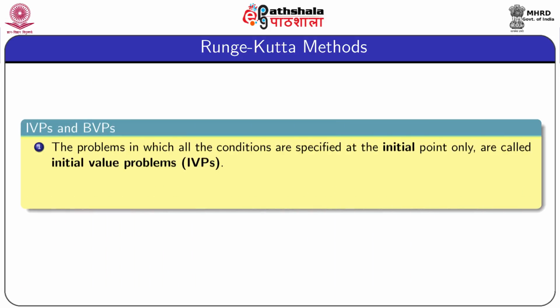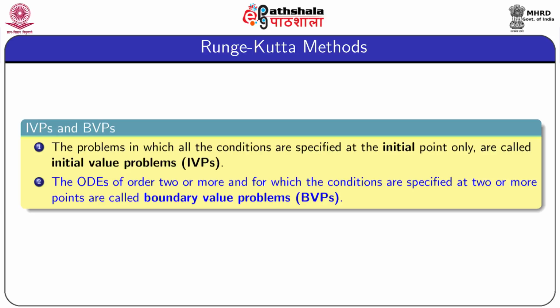Now, we consider one particular type of ordinary differential equation called the initial value problem. It is defined as the problem in which all the conditions are specified at the initial point only, called the initial value problem, or in short IVP. That means all the conditions are specified at a single point. On the other hand, ordinary differential equations of order 2 or more for which the conditions are specified at 2 or more points are called boundary value problems, denoted by BVPs.